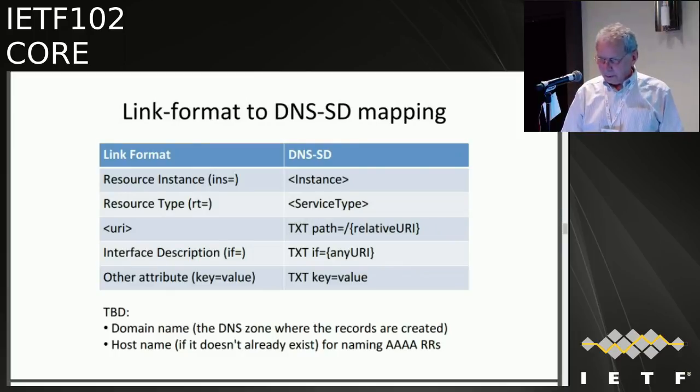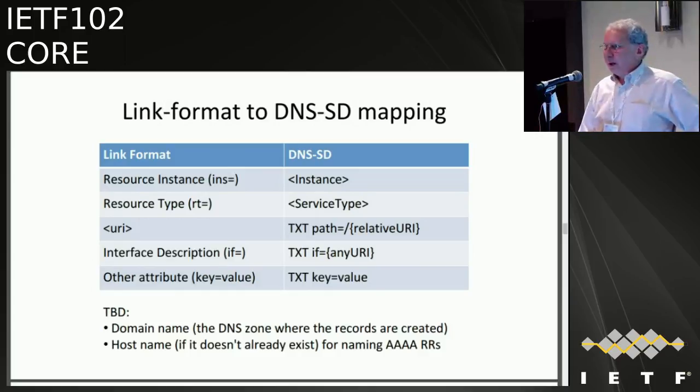So let's talk about how these mappings work. INS becomes the instance part of the DNSSD service name. As I said, resource type may have to be converted from the existing resource type into something that conforms to the format that's used by DNSSD. Probably just say something about that format here.